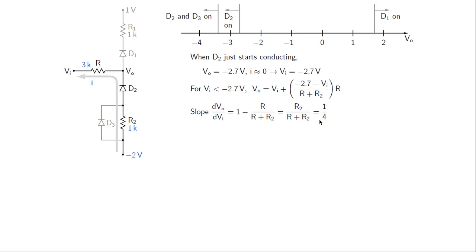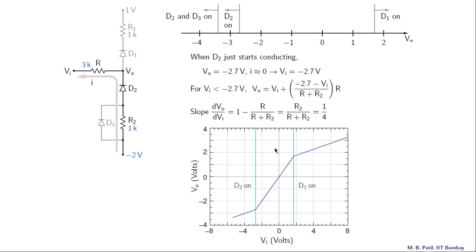Okay, let us now look at the plot, that is VO versus VI in this region. We already looked at these two regions, this one and this one, and this is the new region now where D2 is on and D3 is still not on. So that is the straight line described by this equation here, and it has a slope of 1 by 4.